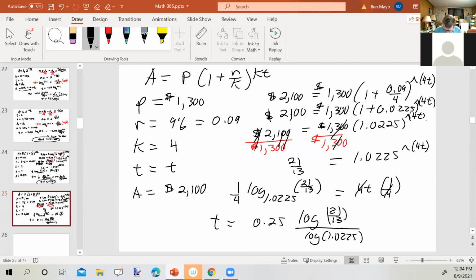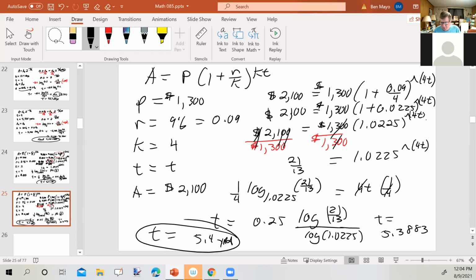So let's see, we've got 0.25, and then the log of parentheses 21 divided by 13, close parentheses, divided by the log of 1.0225. And I get t is 5.3883. So we're going to say t is approximately 5.4 years. Okay. So there we have it. Any questions?